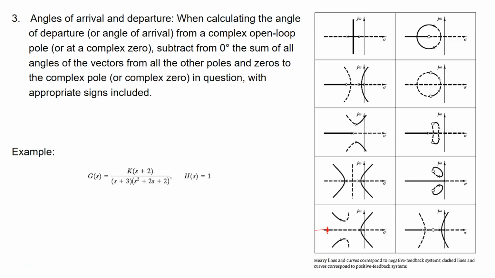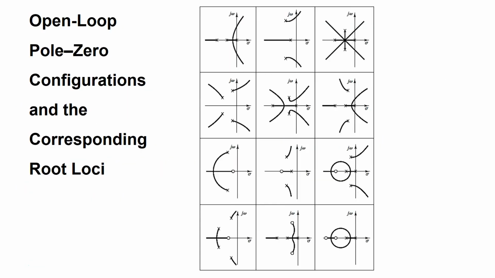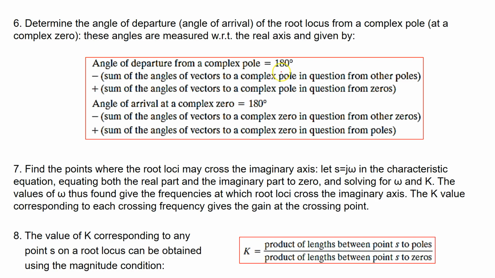And similarly, the angle of arrival and departure, if you remember here, it was 180 minus some of the angles from other poles plus some of the angles from other zeros. It was for a complex pole, and opposite of that, 180 minus some of the angles from other zeros plus some of the angles from other poles. That was the arrival angle at a complex zero, right? So now what happens? Both of these 180s become 0 for a positive feedback.